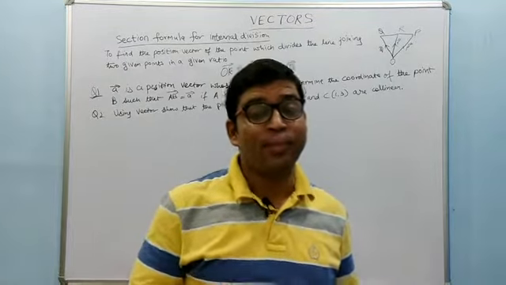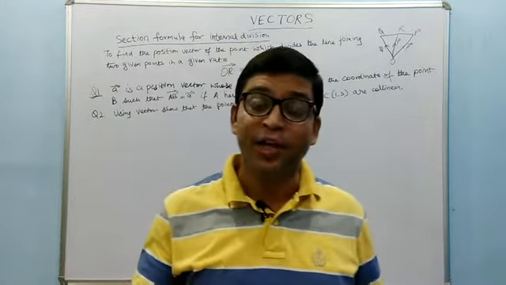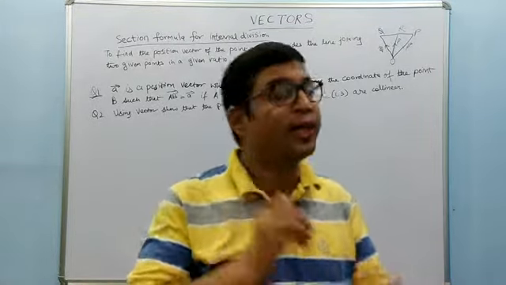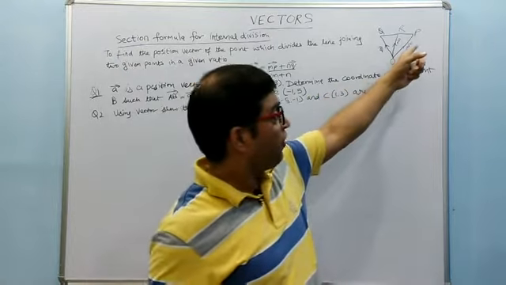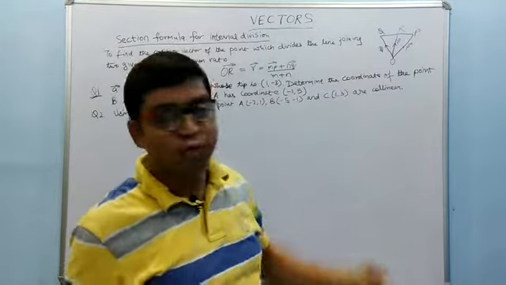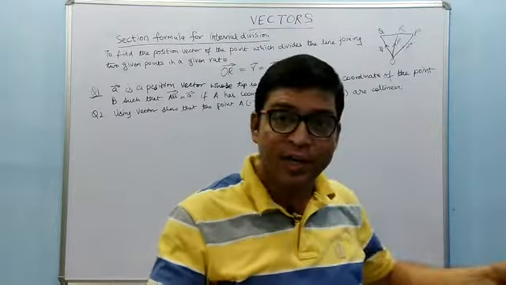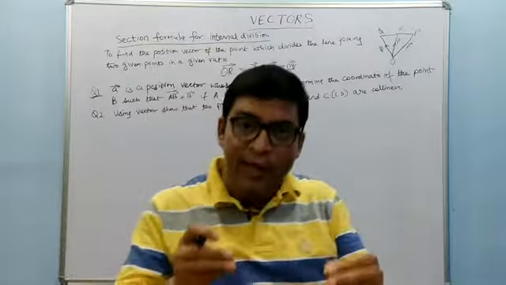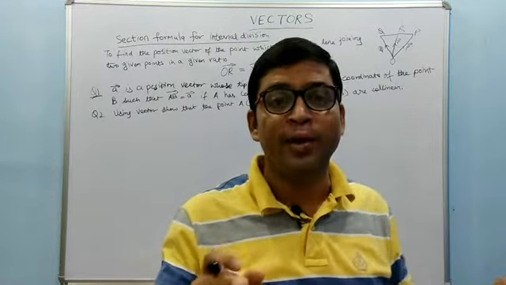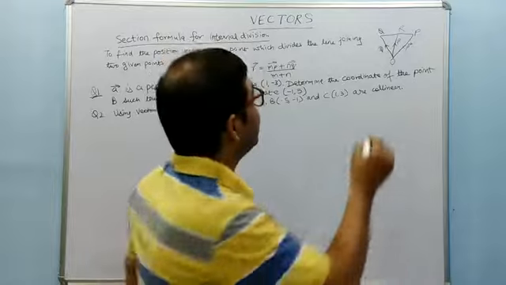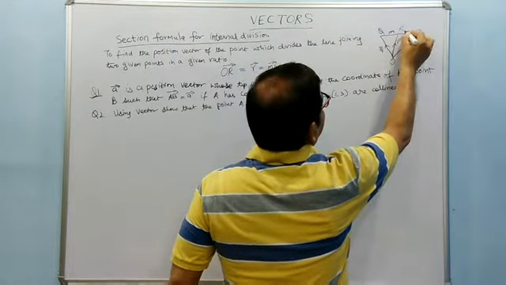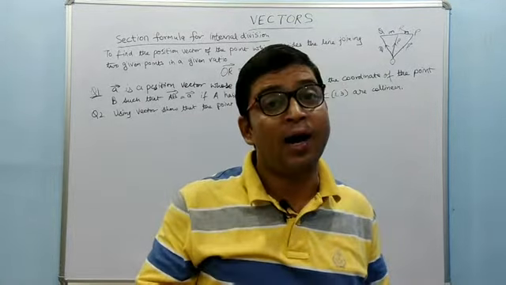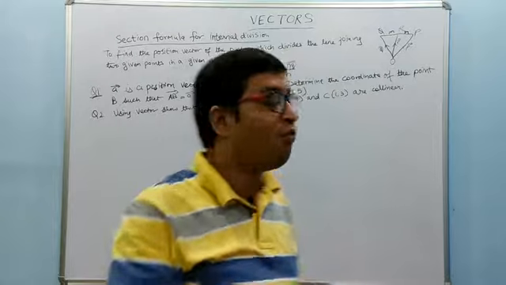Now you see in the section formula that two points are there, P and Q. Points are there means the position vectors of these points are given. Suppose position vector of P is vector P and position vector of Q is vector Q. That means vector OP is vector P and vector OQ is vector Q. And a point R is there on the line joining P and Q, which is dividing the join in the ratio M:N. Then what is the position vector of R?